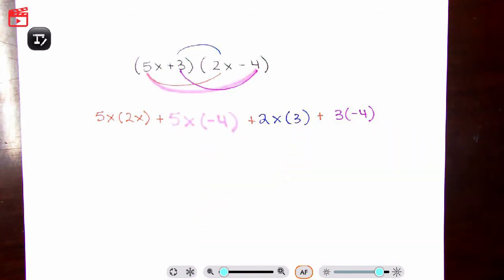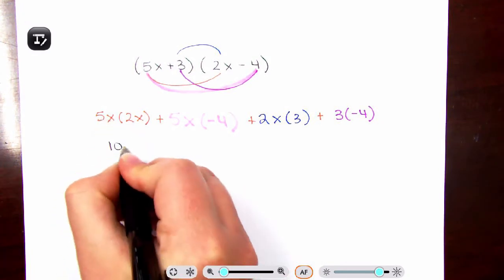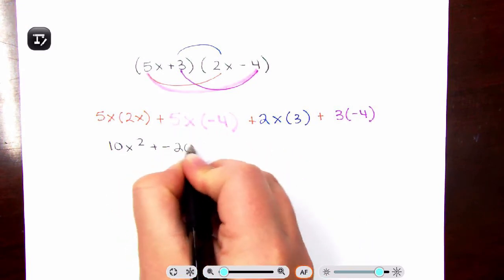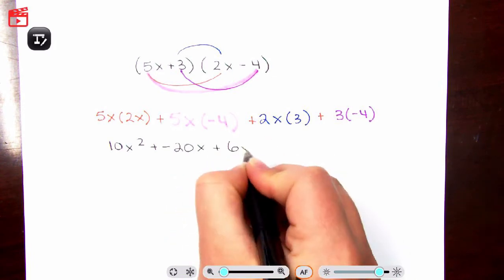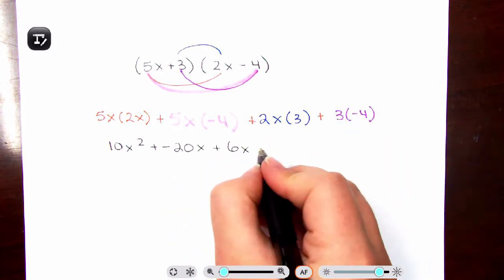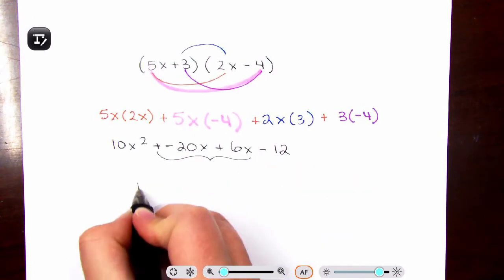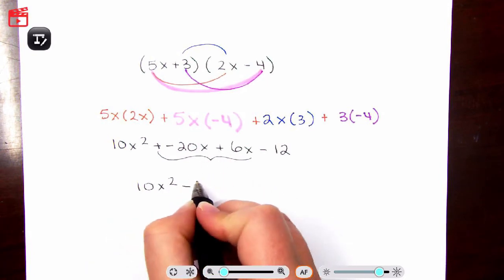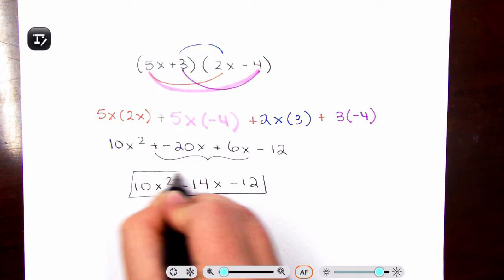Now, in between them, all you're going to do is just add them together before expanding. So let's expand this real quick. 5 times 2 is 10. x times x is x squared, plus negative 4 times 5 is a negative 20x. 2 times 3 is 6, and we have this x here. 3 times negative 4 is negative 12. Combining like terms, I see I have two terms with x's. So a negative 20x here and a positive 6x here, which gives negative 14x. So that's the FOIL method.